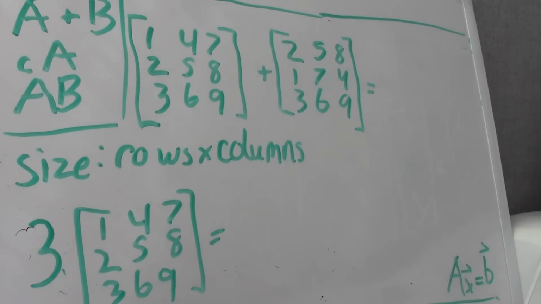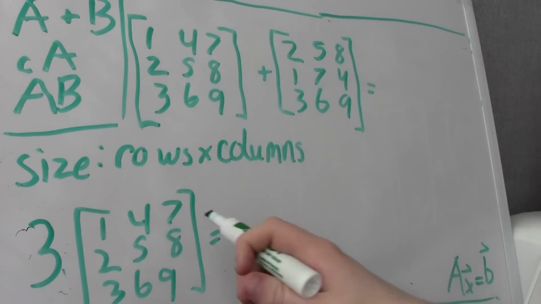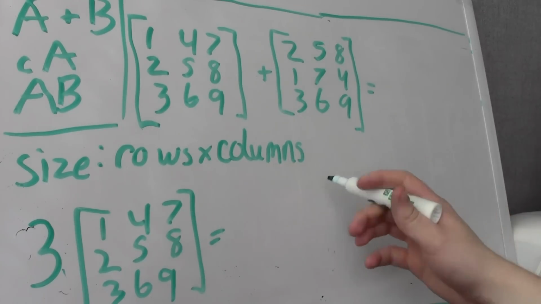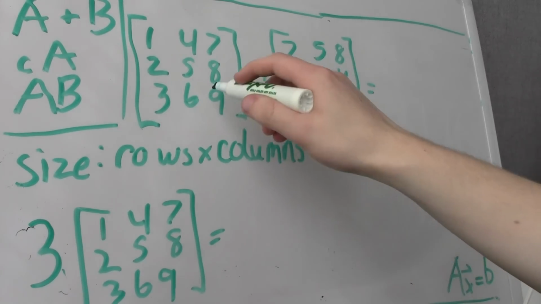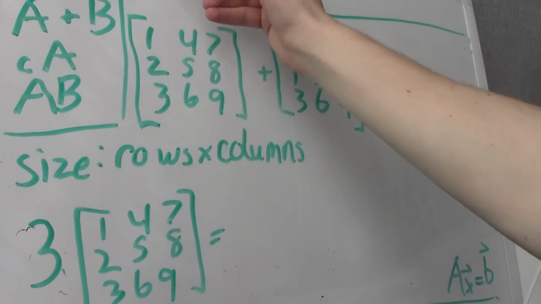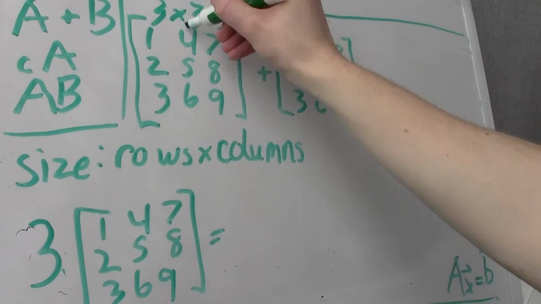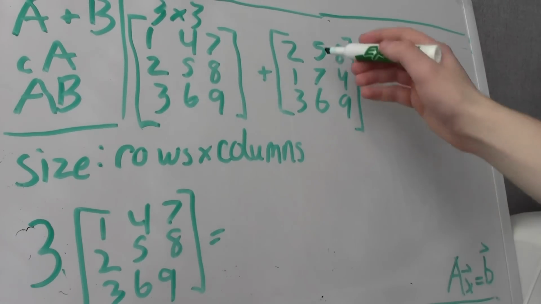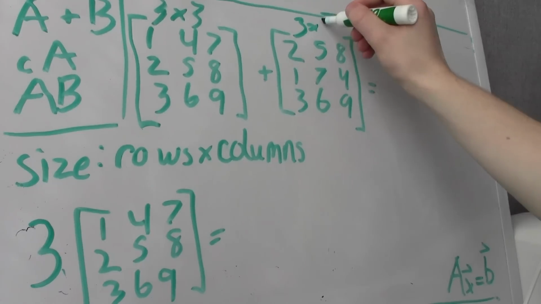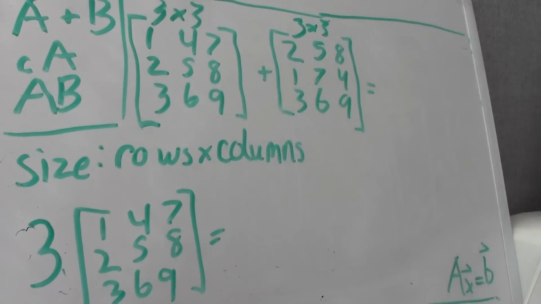So to start with, we're going to go over matrix addition. For matrix addition, you need to have two matrices of the same size. The size is the rows times the columns, or rows by the columns. So for this matrix right here, I have 3 rows, 1, 2, 3, and 3 columns, 1, 2, 3. So this is a 3 by 3 matrix. Same here. 1, 2, 3 rows, 1, 2, 3 columns. It's a 3 by 3. So we can do matrix addition.